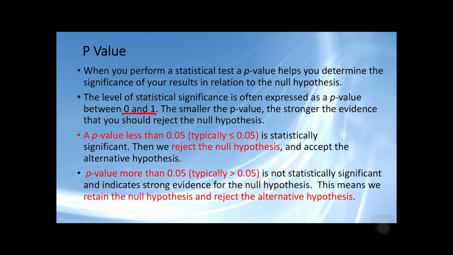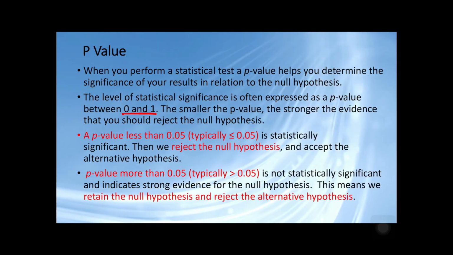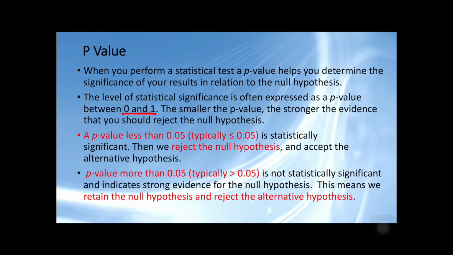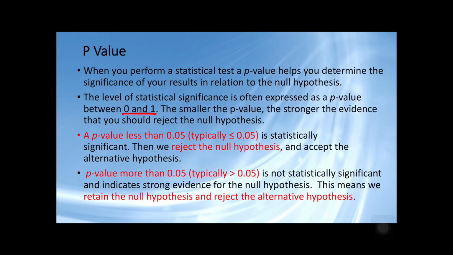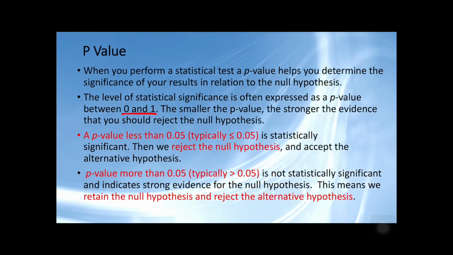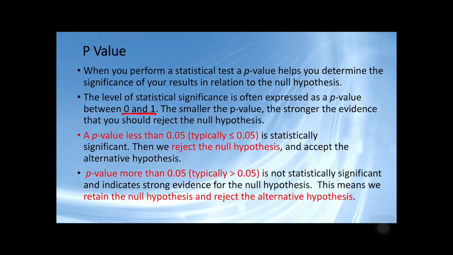So, in short, when the p-value is less than 0.05, it is statistically significant. Then reject the null hypothesis and accept the alternative hypothesis. Whereas when the p-value is more than 0.05, it is not significant and it indicates strong evidence for the null hypothesis. This means we retain the null hypothesis and reject the alternative hypothesis.